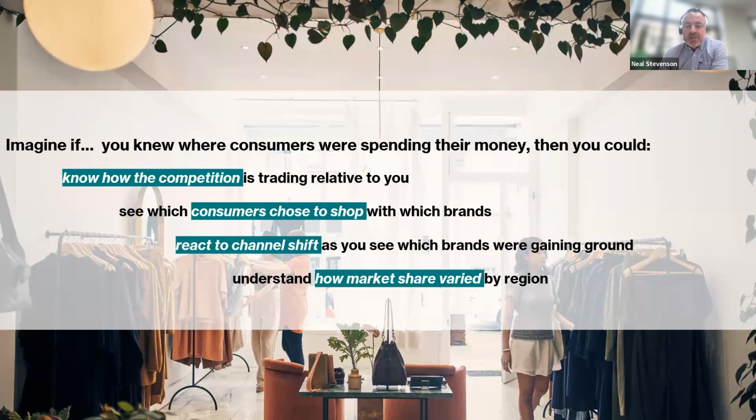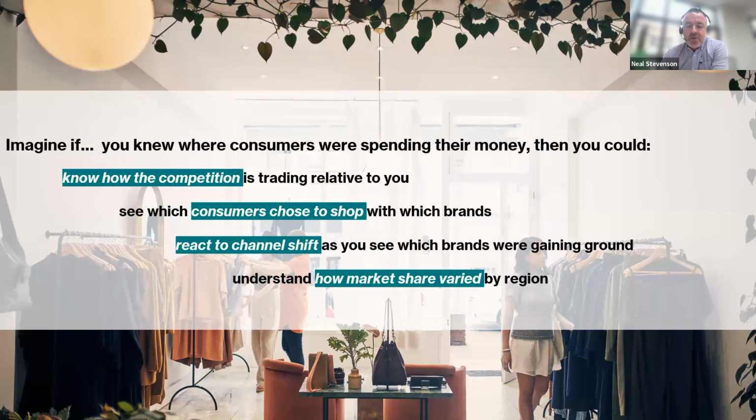Having been using this data for the last couple of years as a client at CACI, I really can't emphasize enough how revolutionary this product is. There are no small samples. This is real, actual spend data. It's not survey data. It's available at brand level. Aggregation of brands isn't necessary. And transactions are profiled using CACI's Acorn consumer classification. And all this is available in an easy to use and intuitive user dashboard. And this is really exciting stuff that we're going to talk about today.